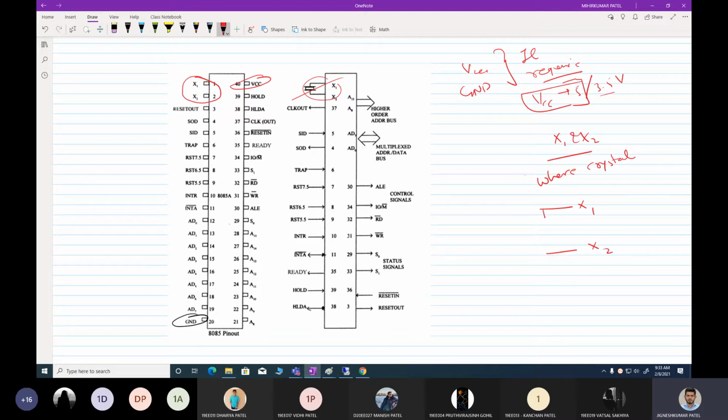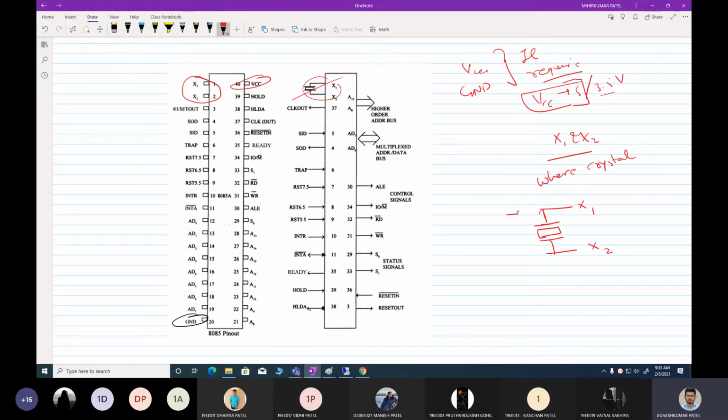So in between these two pins, I am going to connect a crystal like this. This is the symbol of a crystal. It looks like a kind of capacitor, but in between the capacitor plates you see a square mark. So this is a crystal.